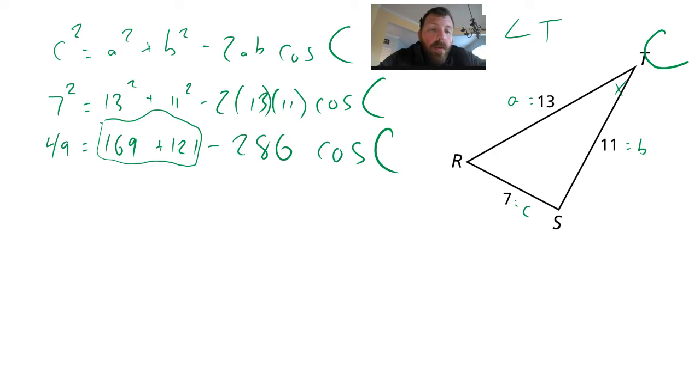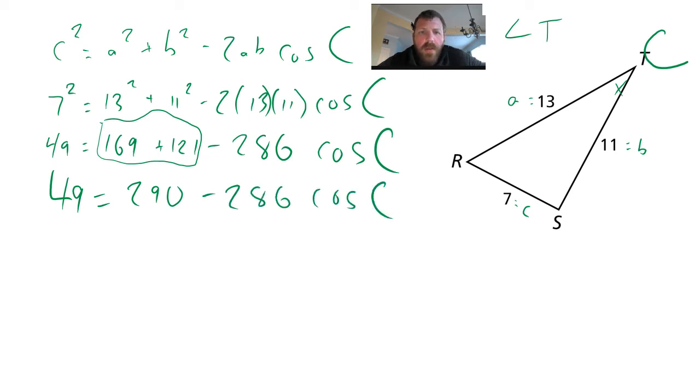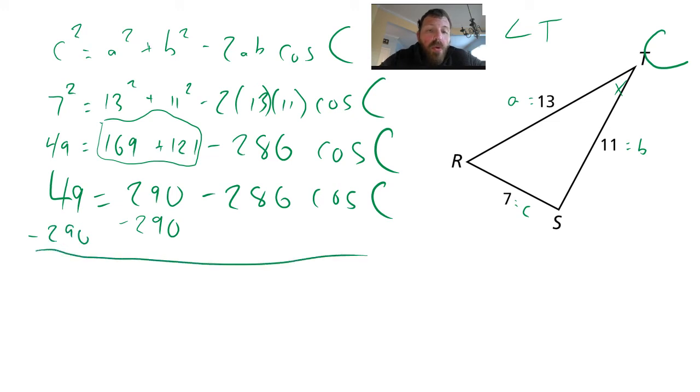So I'm going to rewrite it as that combined, okay? So 49 equals 169 plus 121, which is 290, minus 286 cosine of big C. As I said previously, I can't do anything with this negative 286 yet. So what I have to do is I have to subtract it. Subtract this 290 off of the 49. So I can start moving this stuff away from there. When I do that, I get negative 241 being equal to negative 286 cosine of big C.